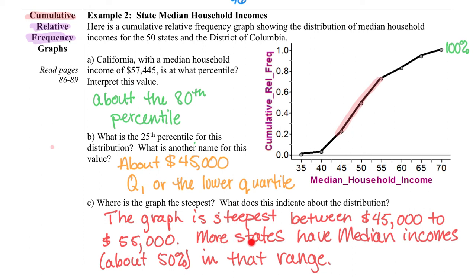It says, but what that means is more states have median incomes about 50%. So where am I getting that 50% from? If this point here is representing my lower quartile, my 25th percent, then this point looks like it's at about 75th percentile. So 25th to 75th, that would give me that 50%. So as this gets steeper, it means there's a higher concentration of our frequency in that range.